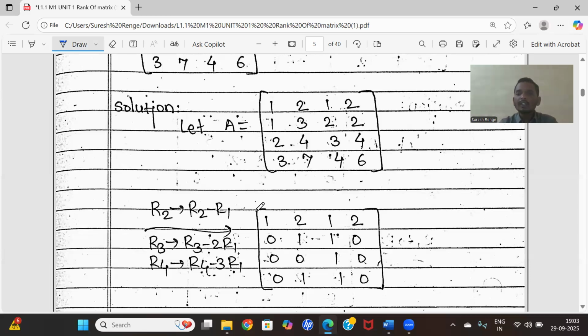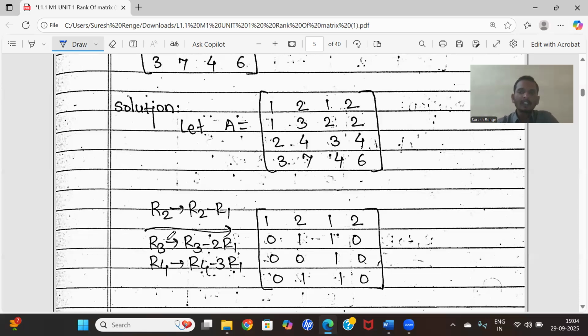We are operating these operations on this matrix. Now there is no change in R1. Therefore, we are writing R1 as it is: 1, 2, 1, 2. Now operate on R2. What is the operation? R2 minus R1. 1 minus 1 is 0, 3 minus 2 is 1, 2 minus 1 is 1, 2 minus 2 is 0. This is my row number 2.